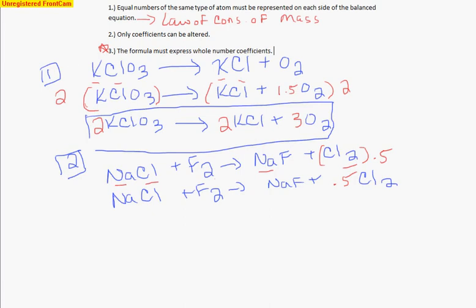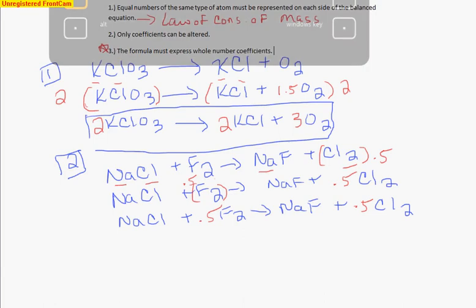So now, if I want to somehow ask myself how I could get F2 to reduce to F, just like it is on this side of the equation, I can multiply this by 0.5, because 0.5 times 2 would be equal to 1. So now, if I rewrite the equation using the coefficient I just found, it would be NaCl plus 0.5 times F2 yields NaF plus 0.5, just carry this over, 0.5 Cl2. The only problem is that, as we just talked about up here for number 3, the formula must express whole number coefficients. So one way to knock out these 0.5s is to multiply both sides of the equation by 2.